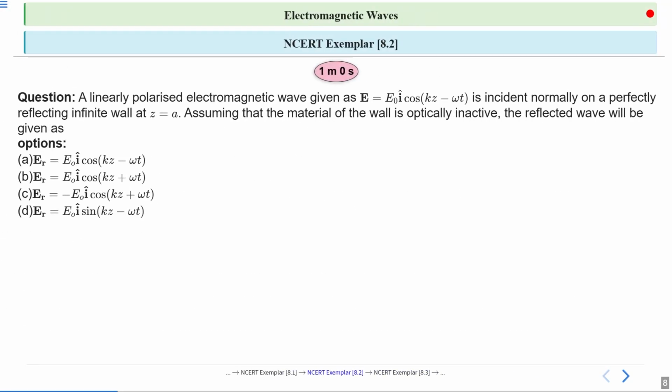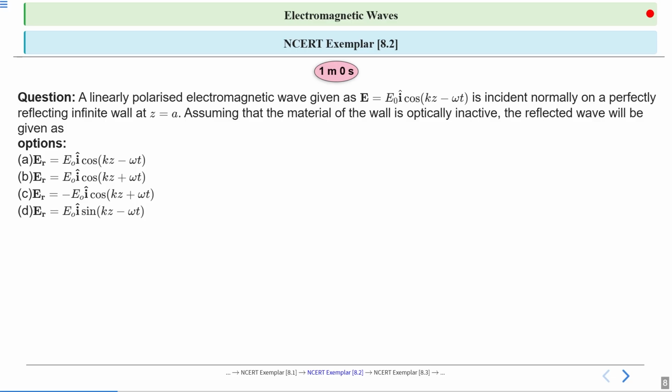Next question. A linearly polarized electromagnetic wave is given as E equal to E naught i cap. One word, polarized, is used. You don't have to bother about that word. Polarization or polarized waves, polarized light, we are going to discuss in wave optics. So you only have to bother that an electromagnetic wave is given.